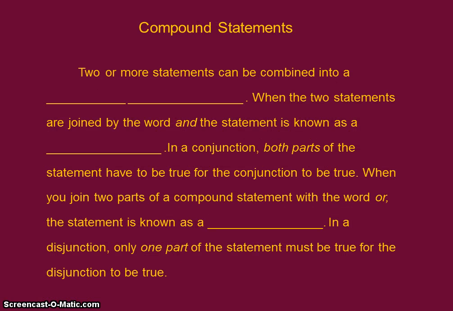Compound statements. Two or more statements can be combined into a compound statement. When the two statements are joined by the word and, the statement is known as a conjunction. In a conjunction, both parts of the statement have to be true for the conjunction to be true. When you join two parts of a compound statement with the word or, the statement is known as a disjunction. In a disjunction, only one part of the statement must be true for the disjunction to be true.